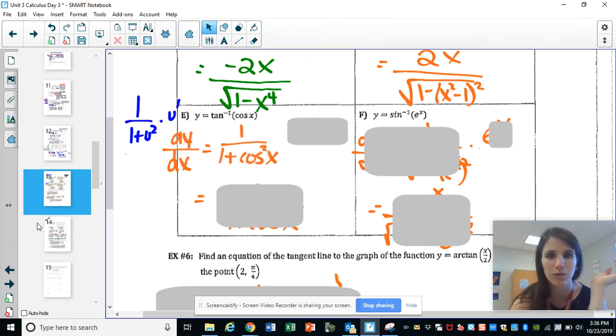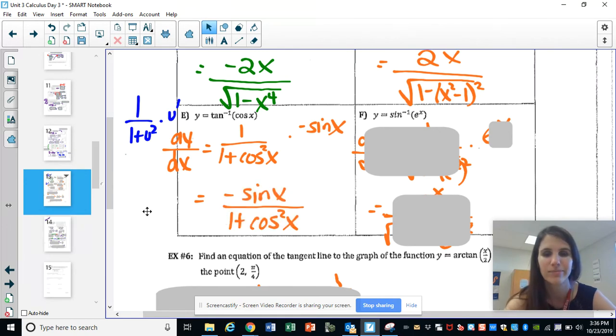I think I got that right. Oh, whew, that would have been embarrassing, right? 1 plus cosine squared x, because cosine x, that's our u, that's our inside, and then we have to multiply by the derivative of the inside function, which is negative sine x. There we go.